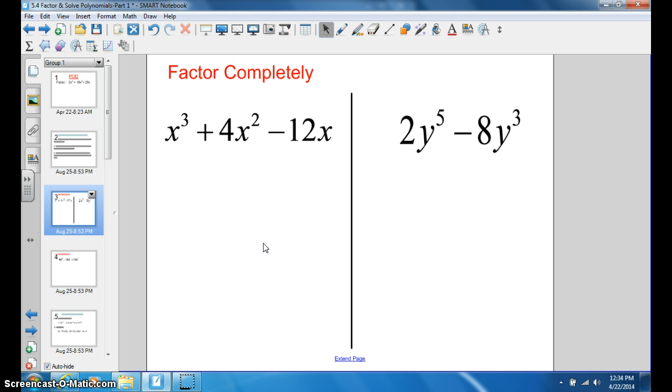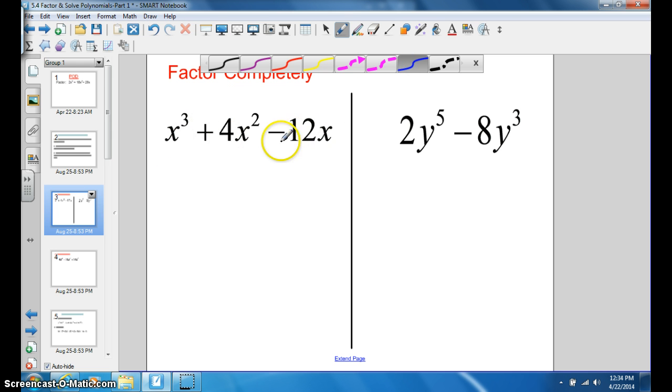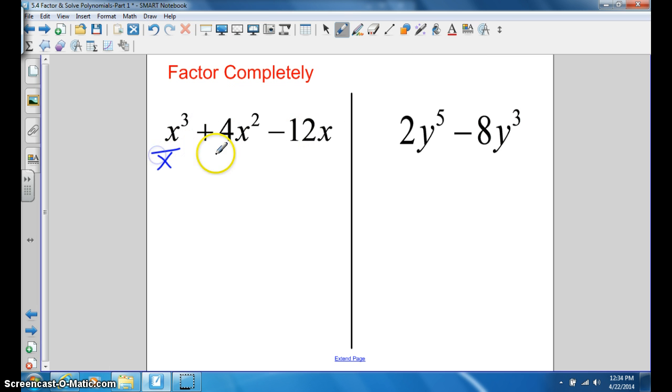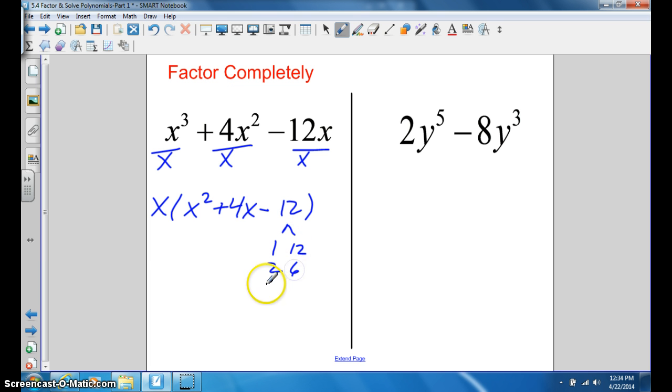So if we look at this first example, each term has an x in common, so our GCF here is going to be x, and we're going to factor an x out of each of these. When we do that, we're left with x squared plus 4x minus 12. Well, this trinomial right here can still factor, because we need factors of 12, which are 1 and 12, 2 and 6, and 3 and 4.